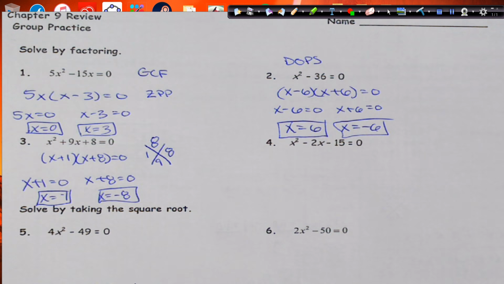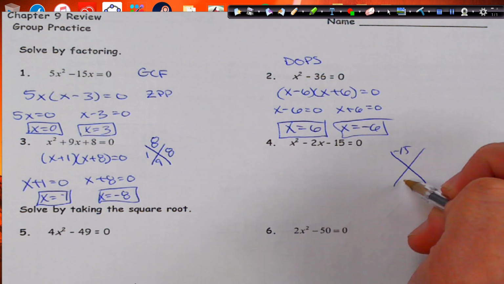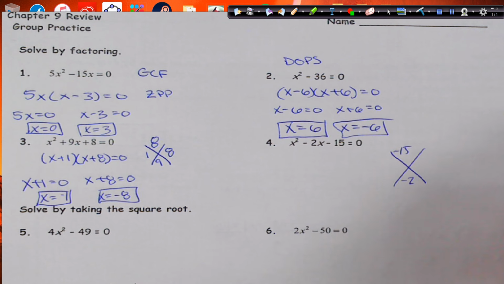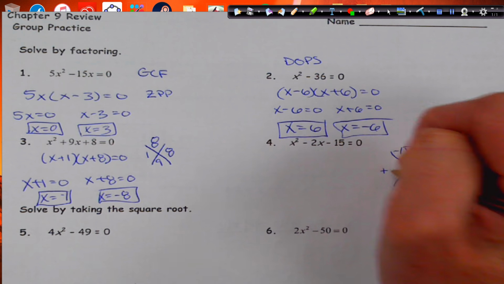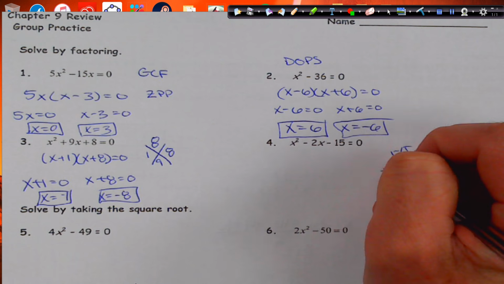And the last one here, again, we can x factor. We get negative 15 and negative 2. And so the two numbers that multiply to negative 15 but add to negative 2, well, I know I'm going to have a positive and a negative answer. And so I'm thinking, let's see, 3 and 5. So 5 is going to be negative, 3 is going to be positive.